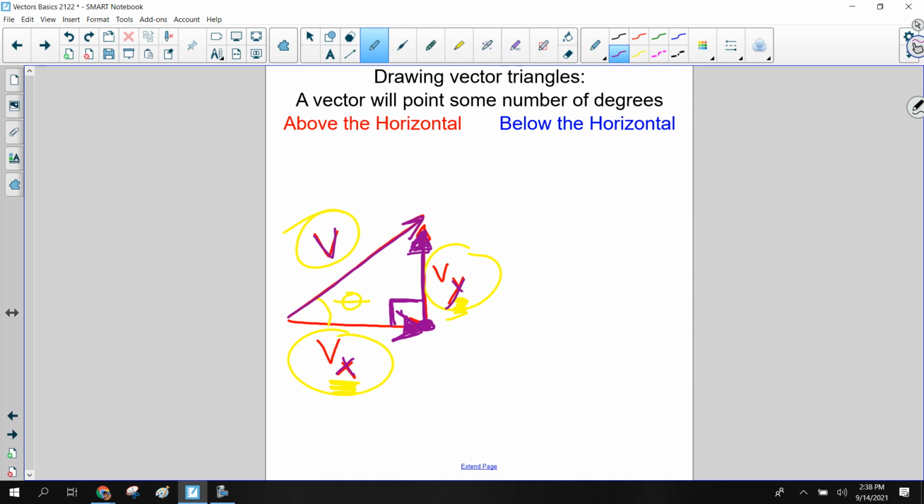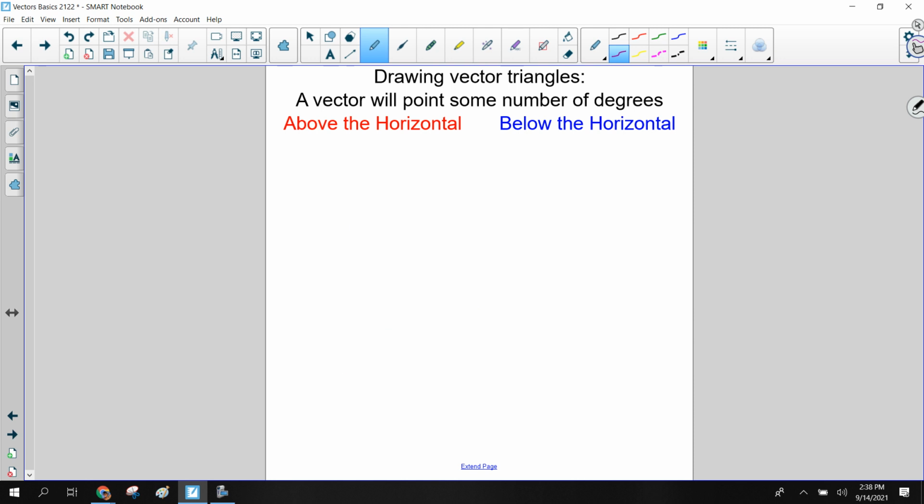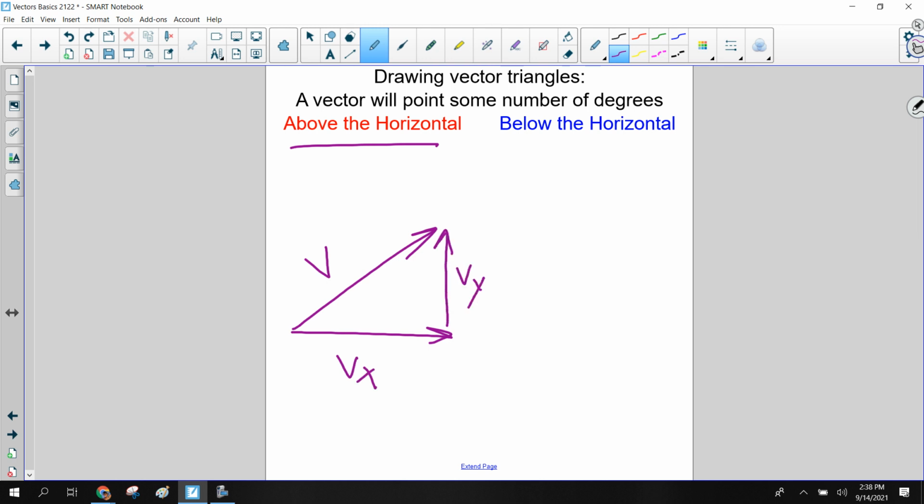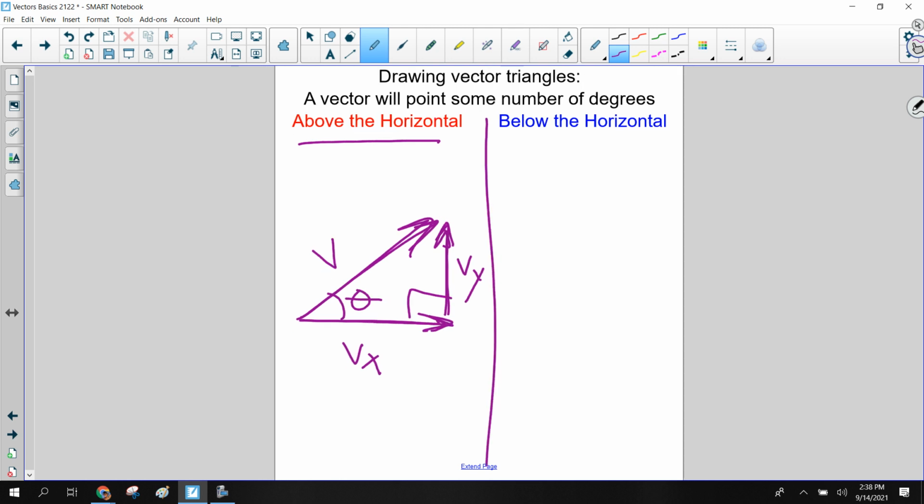And so notice in this problem, let me go back and redraw this, my original vector points forwards and up, right? Because it was above the horizontal. And as a result, it's forwards and up. So my horizontal component points forwards, and my vertical component points up. Here's your right angle, here's your angle, all right? So this purple triangle that I just drew here is what will always happen if your object is going forwards and up, which we call above the horizontal, all right?